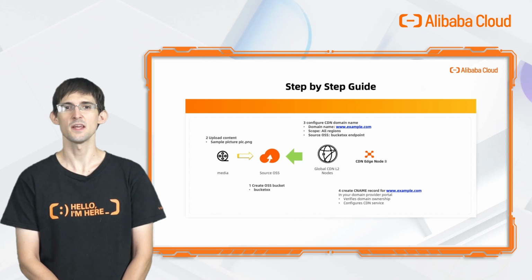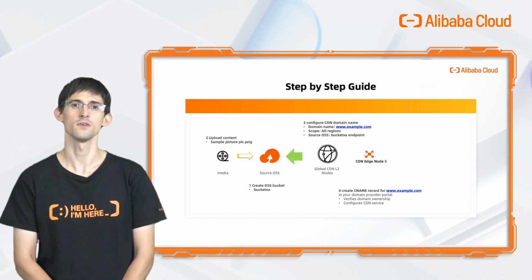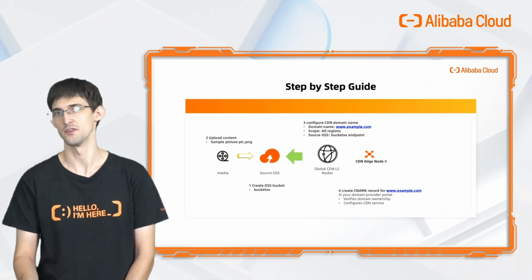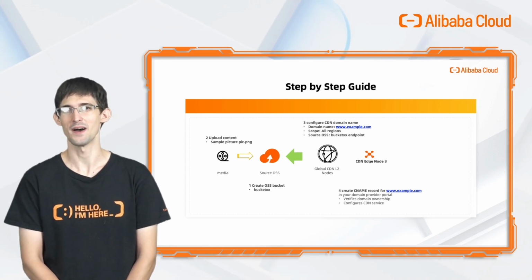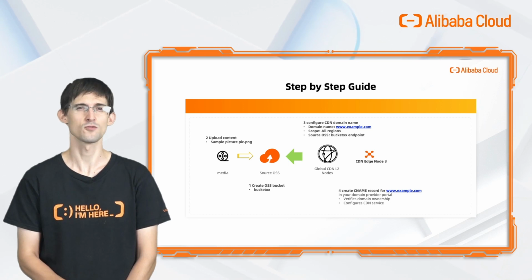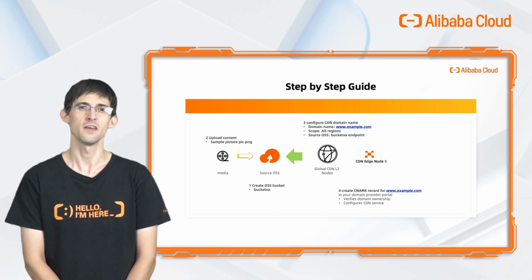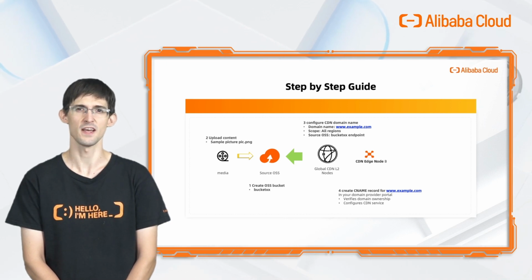Then, create a CNAME record in your domain provider portal to redirect your site, www.example.com, to the domain alias provided by CDN service. This step is crucial to the configuration. It verifies your domain ownership and also routes user requests to CDN.